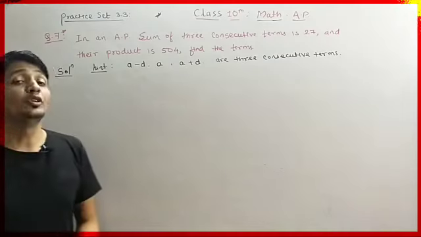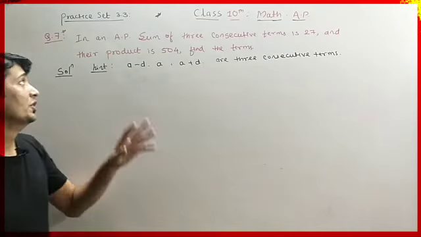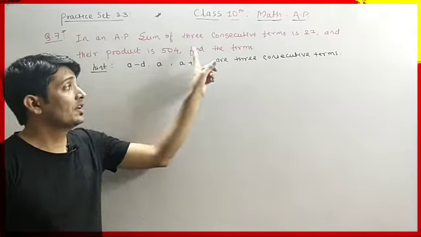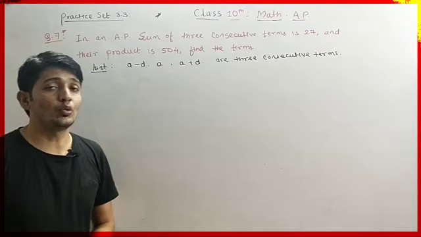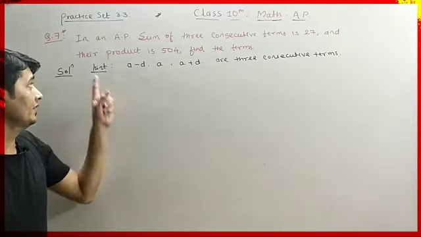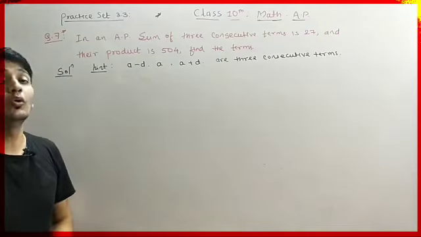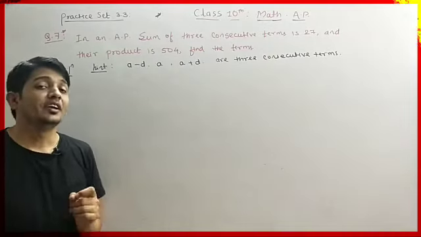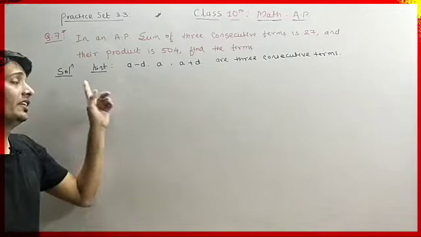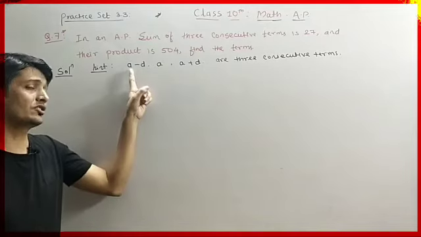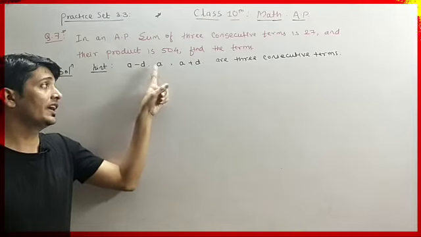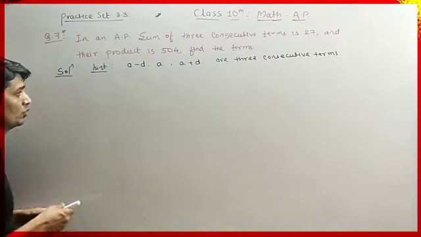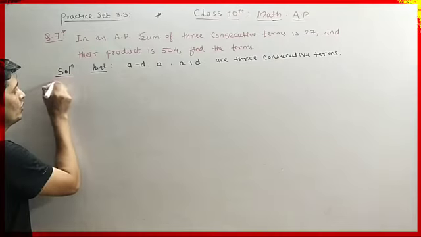So now we are going to solve the 7th problem. It says, in an arithmetic progression, the sum of the first 3 consecutive terms is 27 and their product is 504. Then find the terms. In your question, a hint is also given that you have to take consecutive terms. The consecutive terms are A minus D, then A, then A plus D.